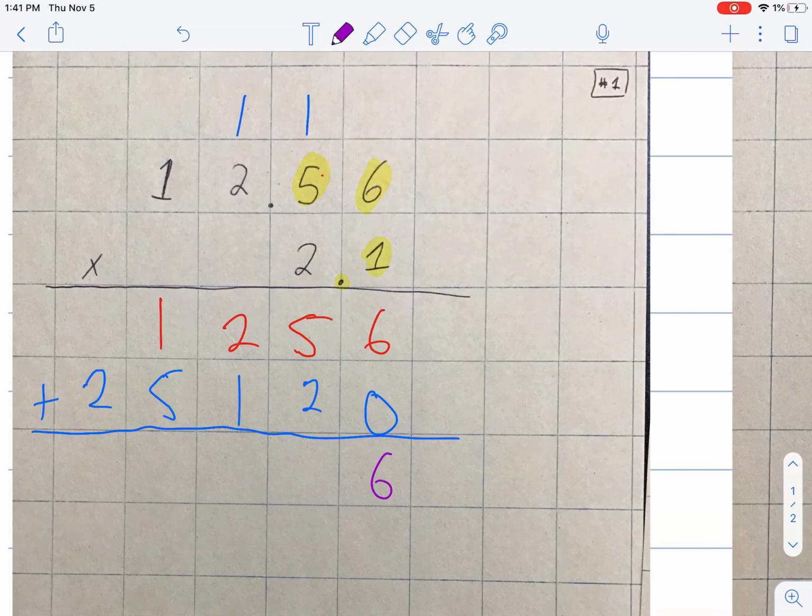6 and 0 make a 6. 5 and 2 make a 7. 2 and 1 make a 3. 1 and 5 make a 6. 2. But remember, we did have those 3 numbers that we have after our decimal point. So we need to take this point 0, and we need to, of course, move it 1, 2, 3 times to give us our final answer of that.